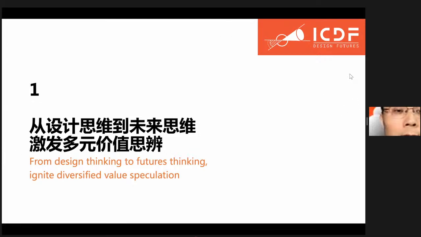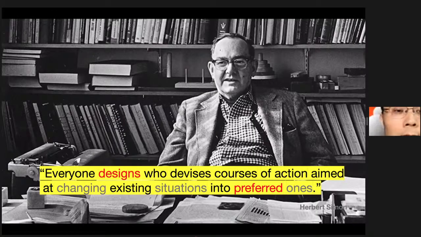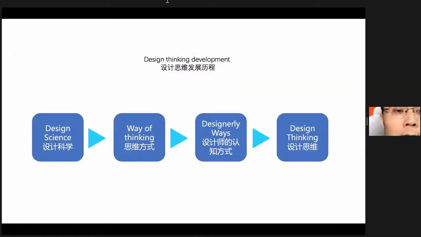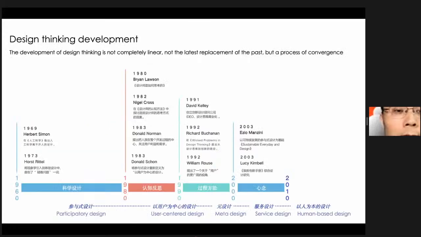Simon defined design from the perspective of science. He believed that everyone designs who devises courses of action aimed at changing existing situations. And the development of design thinking to futures thinking, way of thinking, designers' ways, etc. And this is a timeline for the design thinking development. We can see from this chart, from Herbert Simon to Brian Lawson, Nigel Cross to the IDEO. This is a timeline.